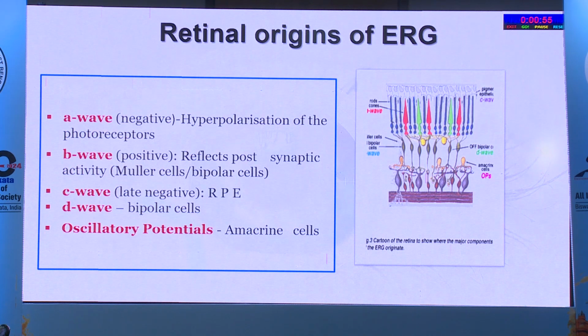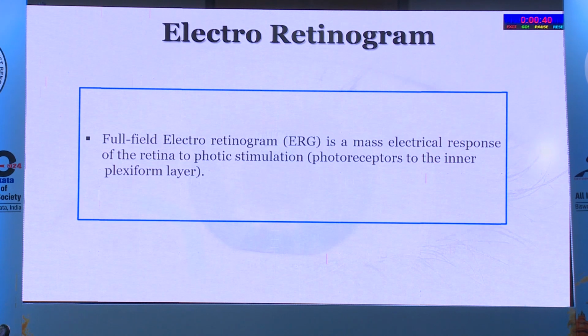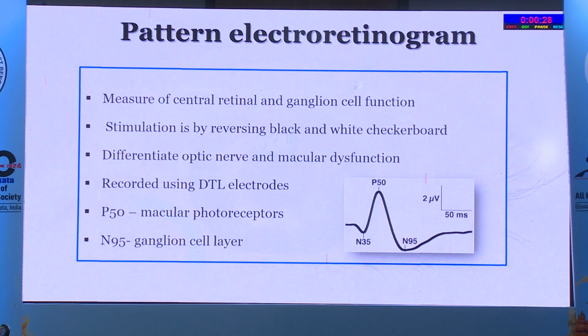Again here, the A wave is a hyperpolarization of the photoreceptors. The B wave reflects the postsynaptic activity of Muller cells and bipolar cells. Then the C wave comes from RPE, and the D wave from bipolar cells, and there are oscillatory potentials from amacrine cells. The full field electroretinogram is a mass electrical response of the retina to photopic stimulation, from the photoreceptors to the inner plexiform layer. The pattern electroretinogram measures the central retinal and ganglion cell function.